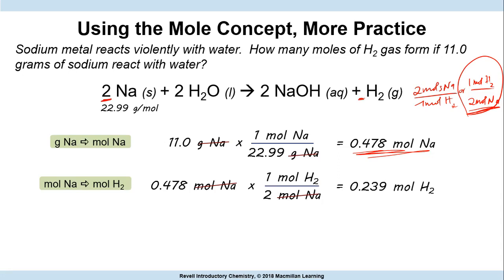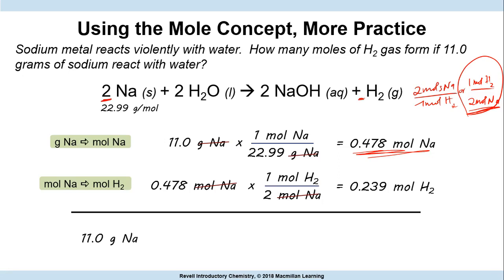So we see that we've been able to migrate from the grams of sodium to moles of hydrogen by passing through the moles of sodium. So this is very important. Now we have used 2 steps to solve this problem. We could equally just write everything using one long equation. If we have to do that, we will start by writing 11.0 grams of sodium times 1 mole of sodium over 22.99 grams of sodium.